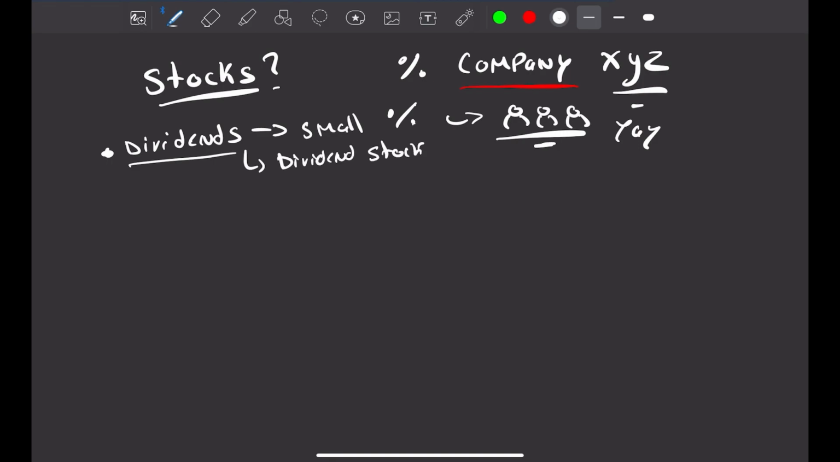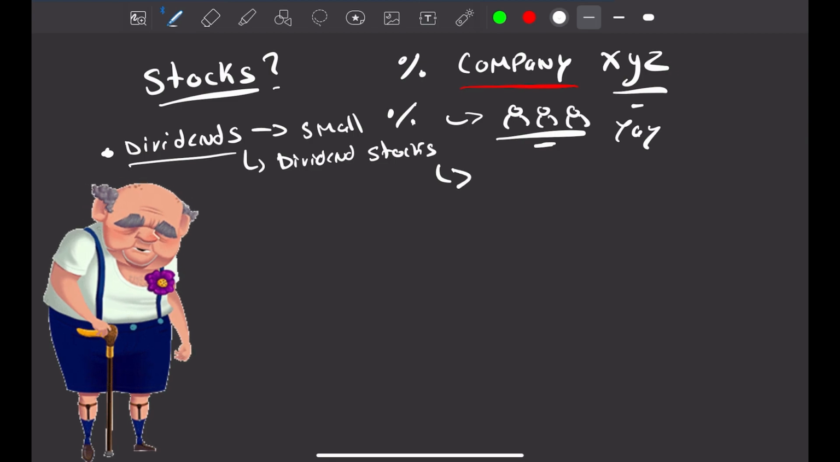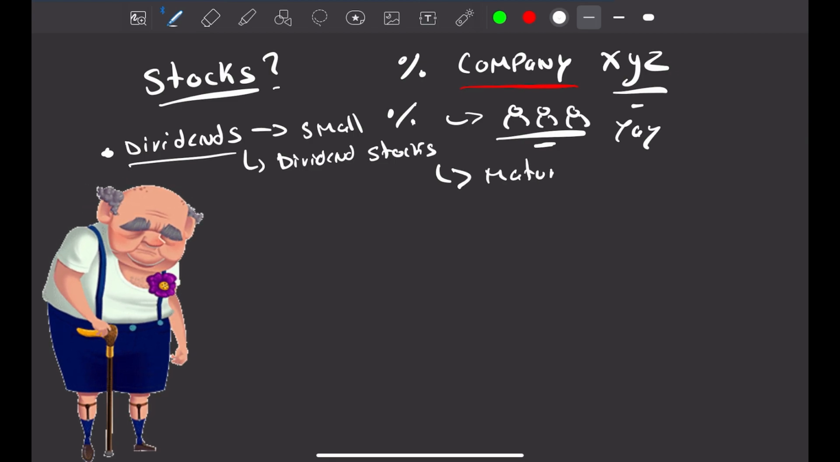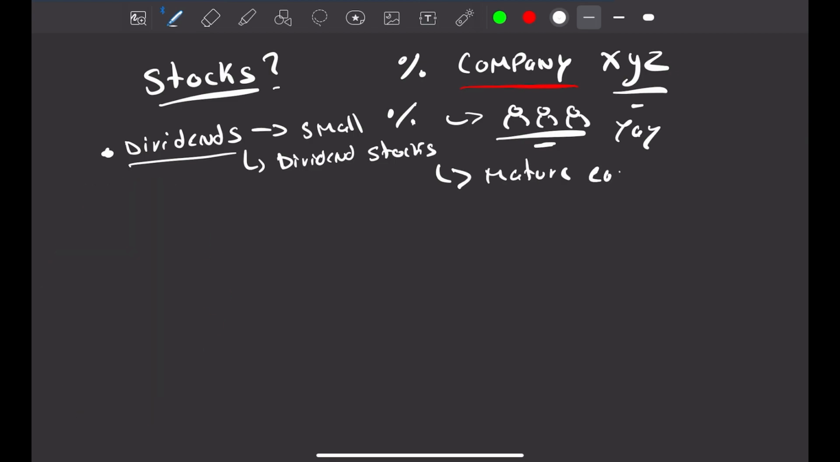And most of the time, these dividend stocks are mature companies. And you might be asking, what are mature companies? Mature companies are companies that have already been established and they already have their market. They make revenue. They are not planning to grow, and generally they just keep investors happy by paying them a small percentage of their earnings for that year.